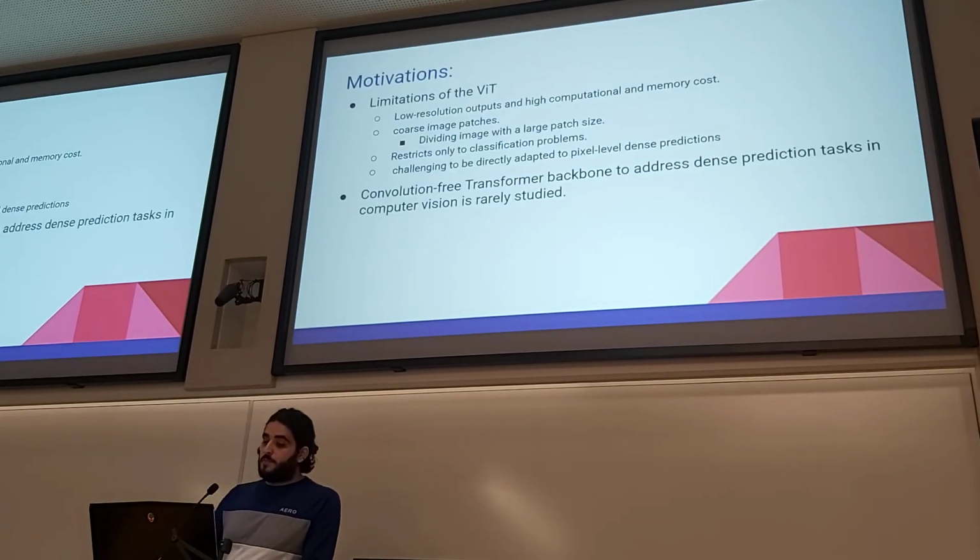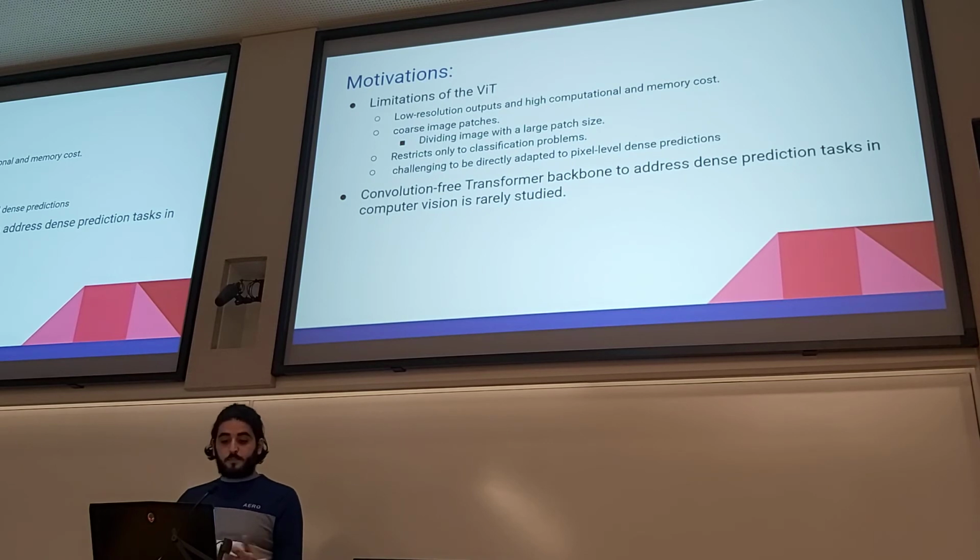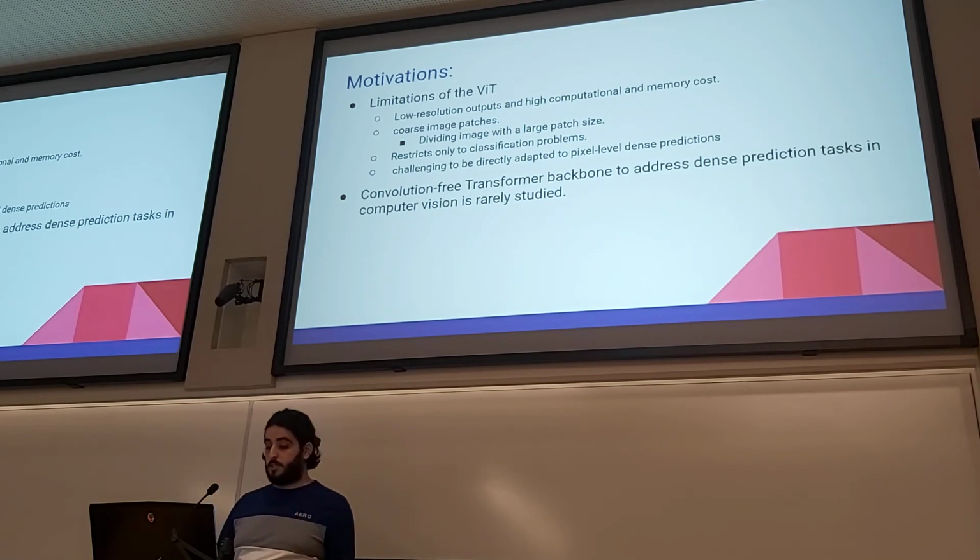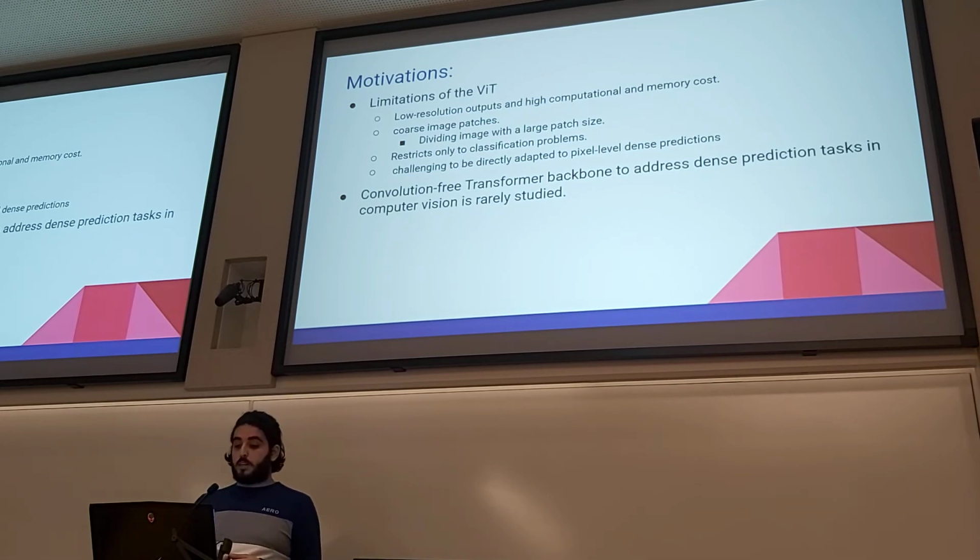So the key motivation behind PVT: on one hand, the limitations of the vision transformer, where we have low resolution outputs and high computational and memory costs, the coarse image patches, since we are dividing images with a large patch size, restriction only to classification problems, and it's challenging to be directly adapted to pixel level dense predictions. And the second motivation is that these kinds of architectures are rarely standard.